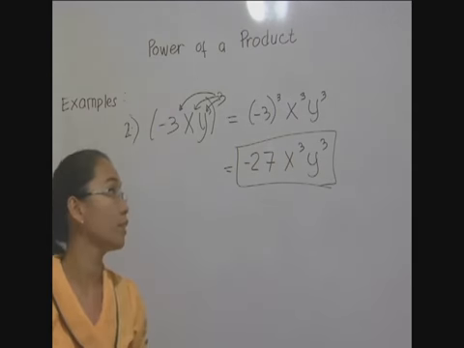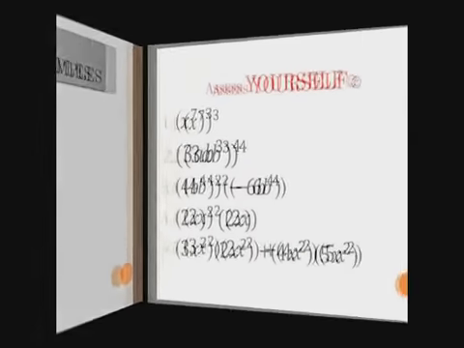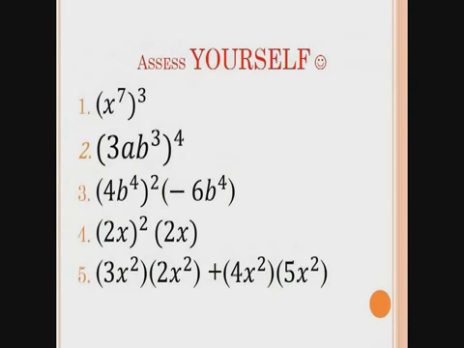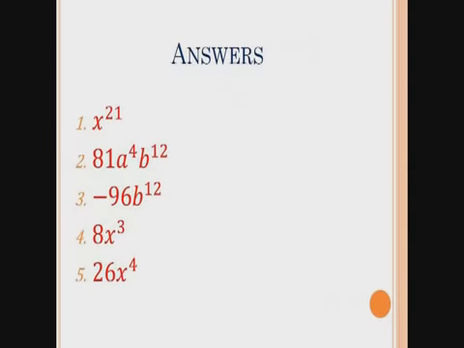Negative 27 x cubed y cubed. Now you are already equipped with the knowledge of the product rules. You can answer this one. You can check your answers.